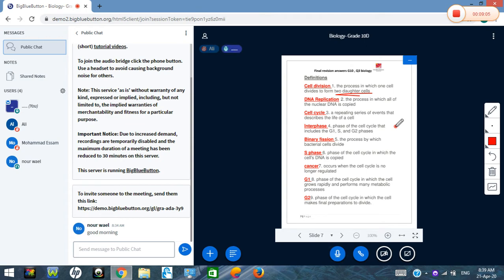The cell cycle is a repeating series of events. Next one, phase of the cell cycle that includes G1, S, and G2 phases. The phase or the stage of the cell cycle that includes G1, S, and G2 is interphase. Next one, the process by which bacterial cells divide.